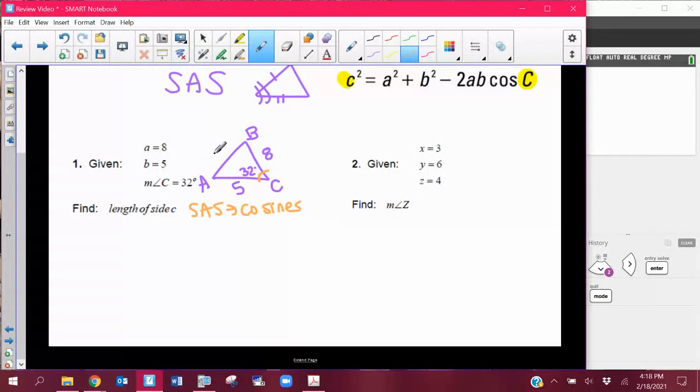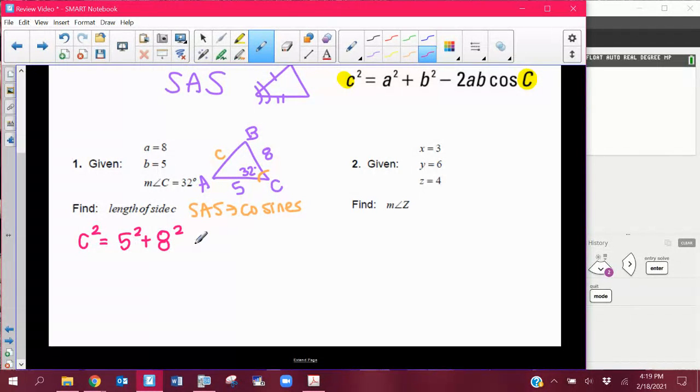And on this one, I'm looking for the length of side C, which is nice. I don't have to do anything crazy here. And so I'm just going to set up my formula the correct way. Again, if I know the angle or the angle that I want to know, that's the side that gets to go by itself in this formula. And then everything else just kind of falls into place.